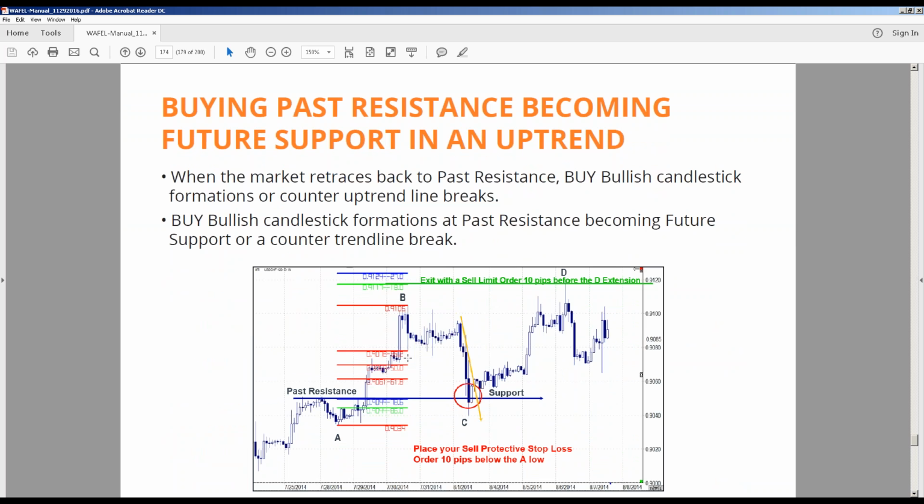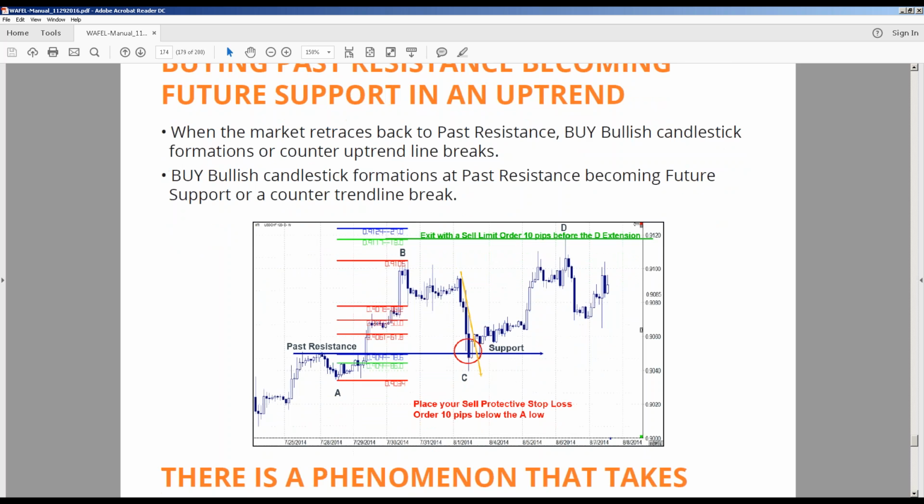Now buying past resistance, becoming future support in an uptrend, when the market retraces back to past resistance, buy bullish candlestick formations or counter uptrend line breaks. Buy bullish candlestick formations at past resistance, becoming future support or a counter trend line break.